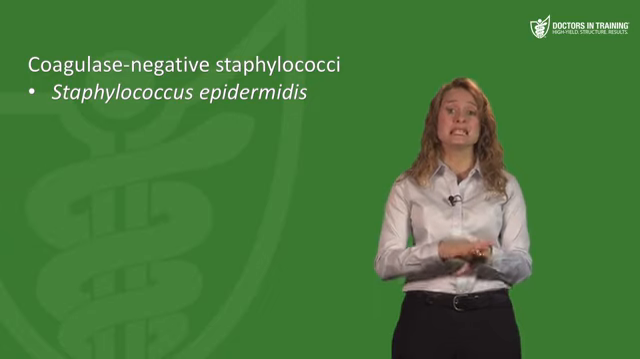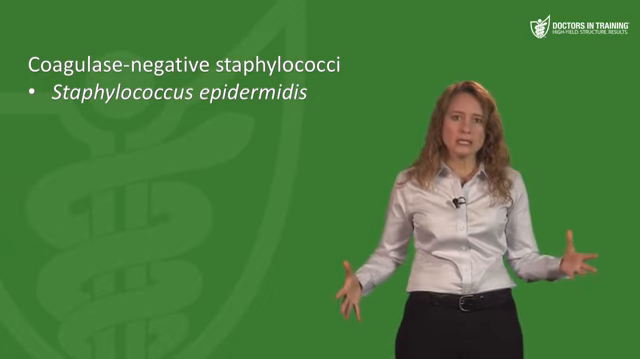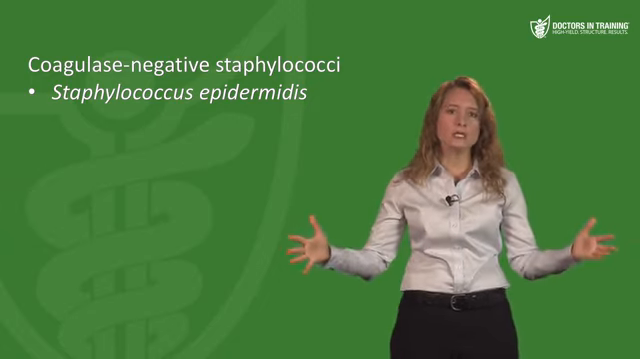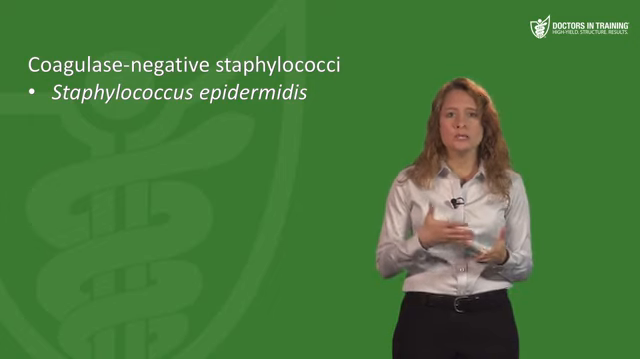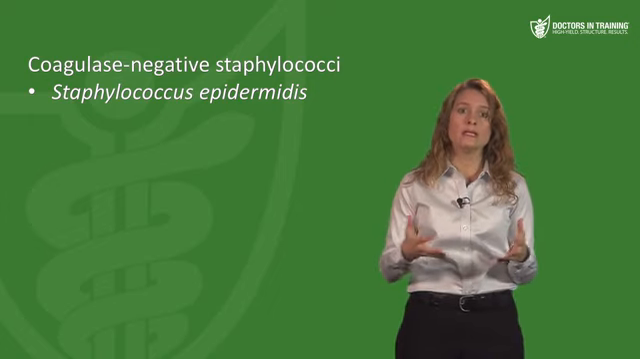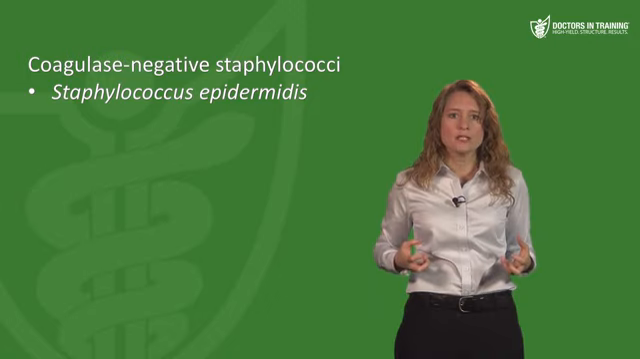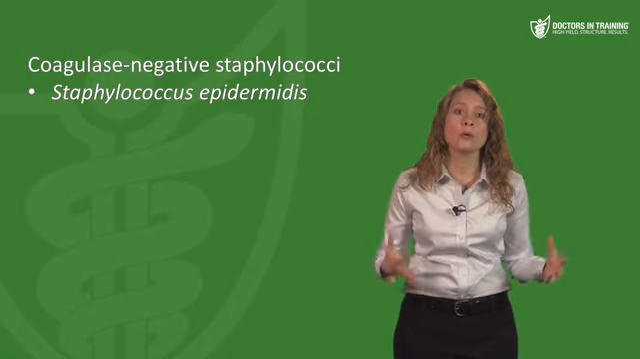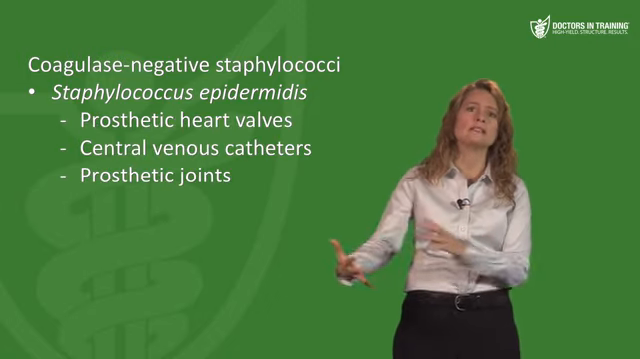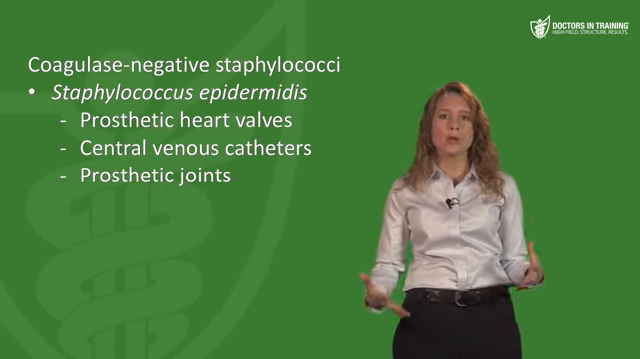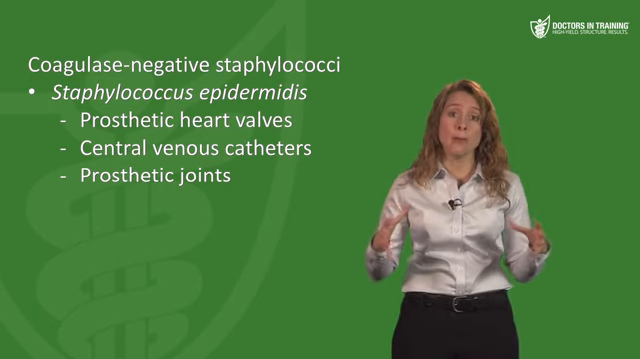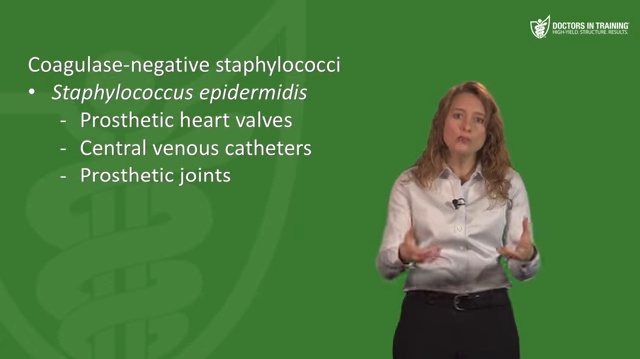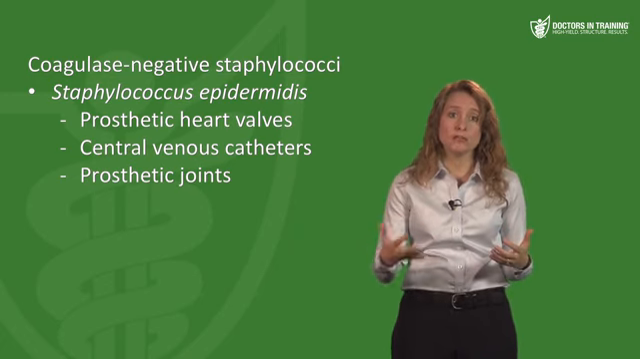Staph epidermidis is a skin colonizer. It's all over your skin. It's supposed to be there, and it usually doesn't cause any problems. Where you see Staph epidermidis causing problems is when it gains access into the bloodstream and comes into contact with foreign material like prosthetic heart valves and central venous catheters and prosthetic joints. Staph epidermidis can cause biofilm and require removal of that prosthesis to actually achieve cure.